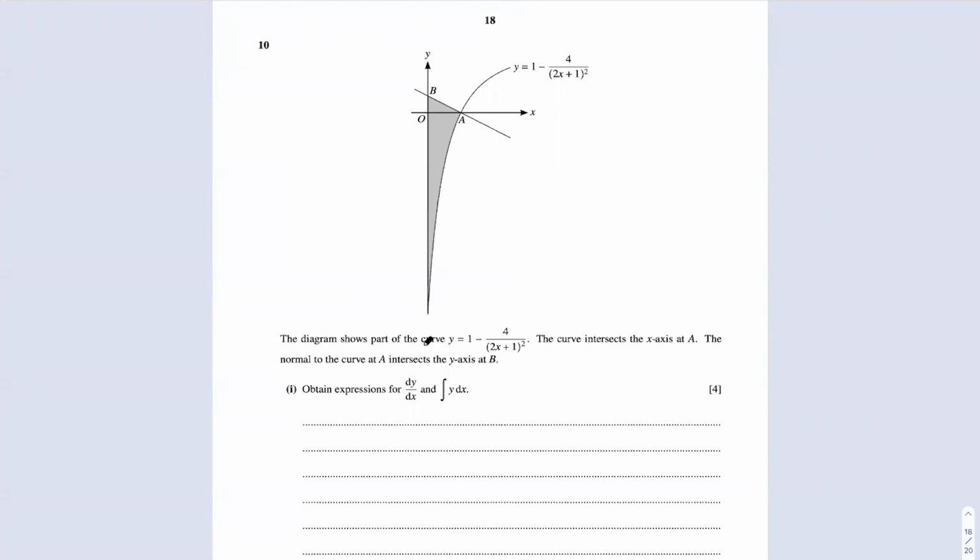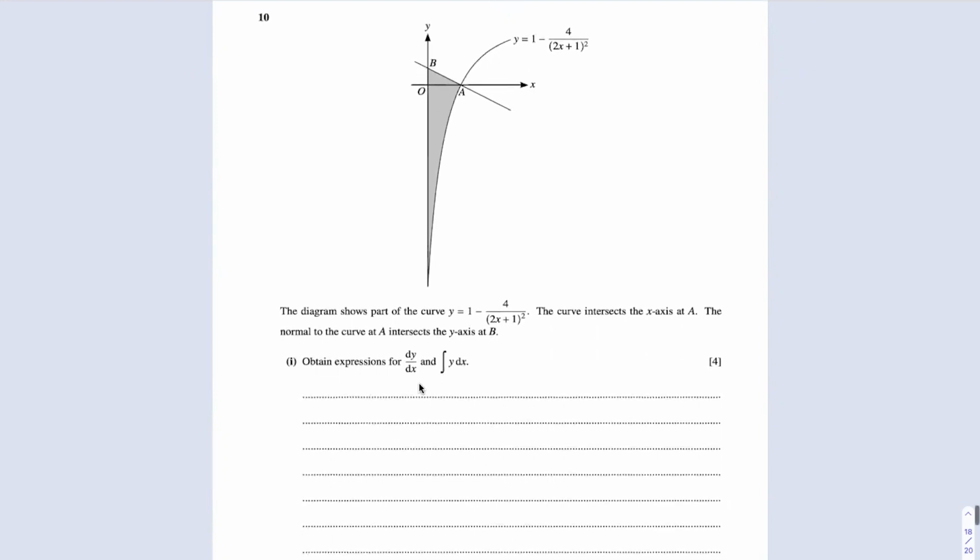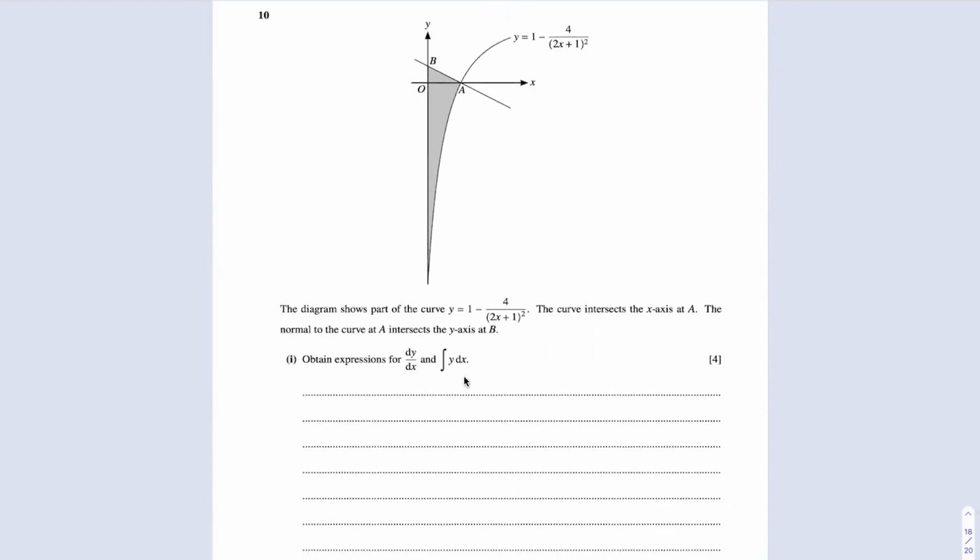Question 4, we have a curve which has the equation y = 1 minus 4 upon (2x plus 1) whole squared. It intersects the x-axis at A, and the normal to the curve at A intersects the y-axis at B. In the first part, we have to obtain expressions for dy/dx and the integral of y.